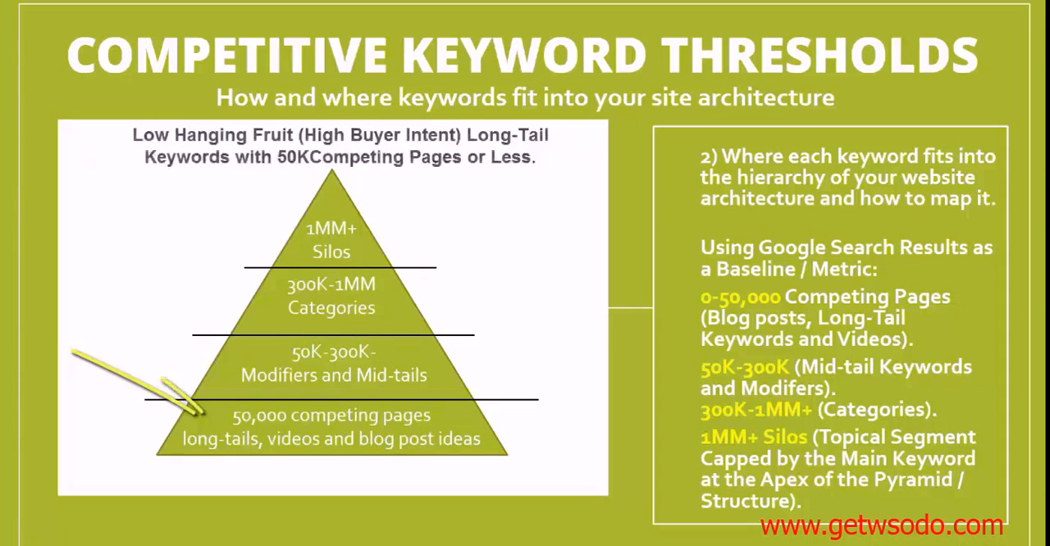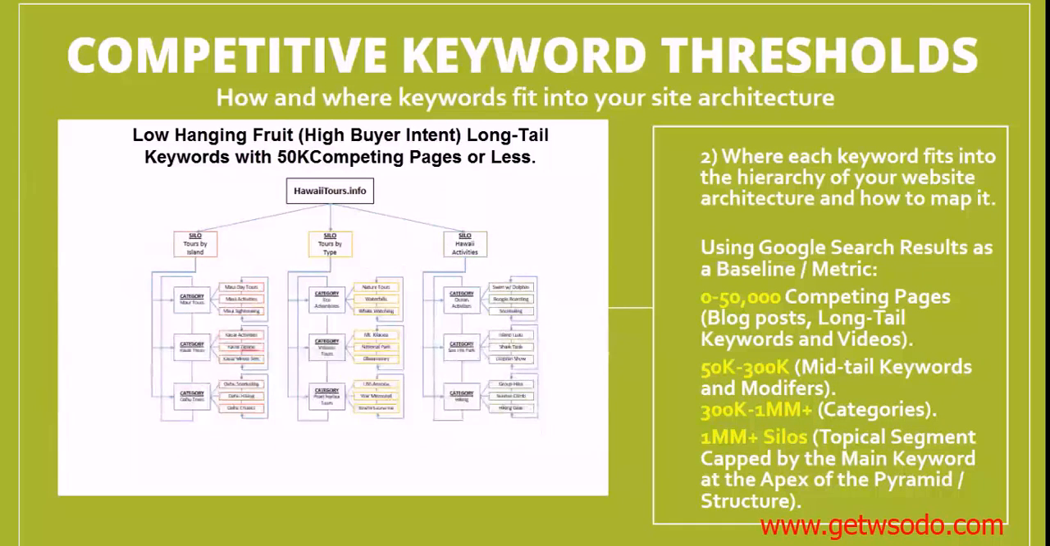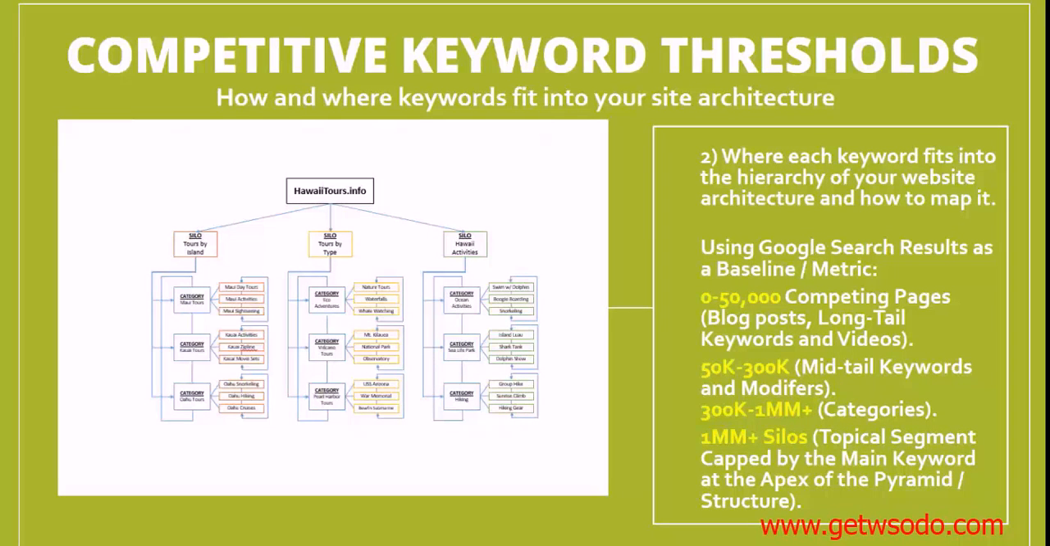And then we found that things that are 50,000 competing pages or less are typically your long-tail keywords. Like, where do I find cheap auto insurance, which is a long tail, which is comprised of 3 or more words. And so by using that format, it became very clear on how we could structure our content based upon what the competing page thresholds were for the phrases that we were going to integrate into site architecture.